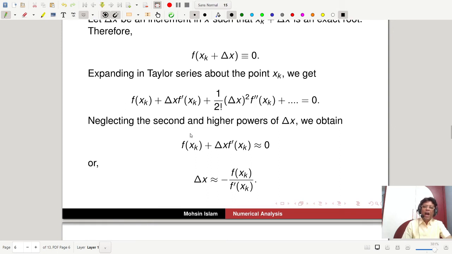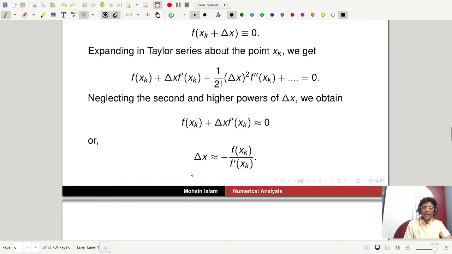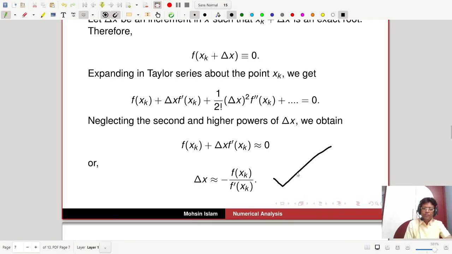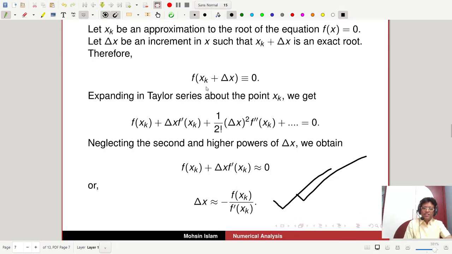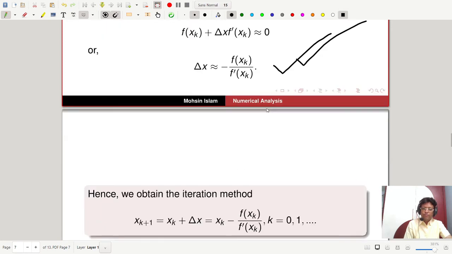Neglecting the second and higher powers of delta x, because delta x is very small, we obtain f(xk) + delta x f'(xk) approximately equal to 0. So delta x is approximately minus f(xk) by f'(xk). Okay, this is your delta x. So your new approximation is xk plus delta x.